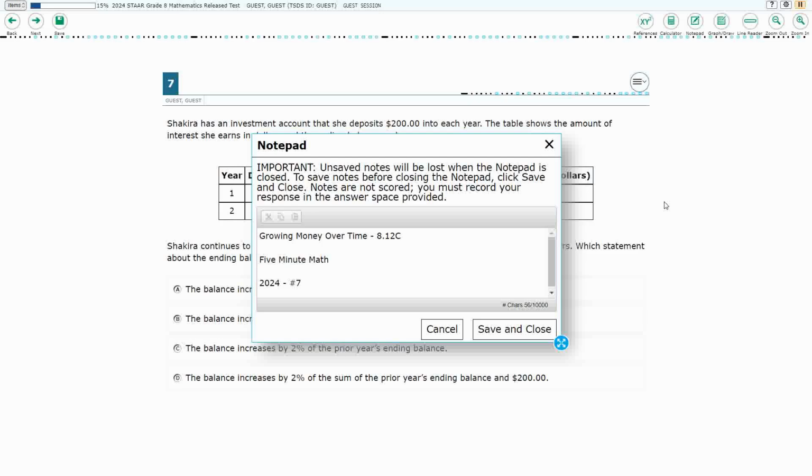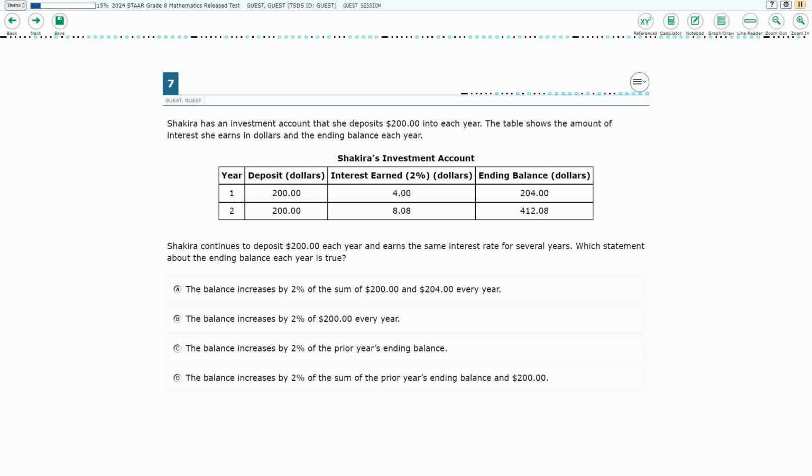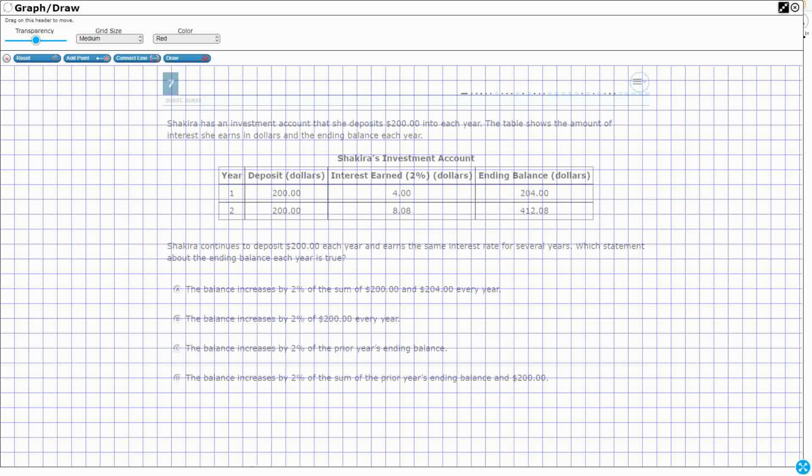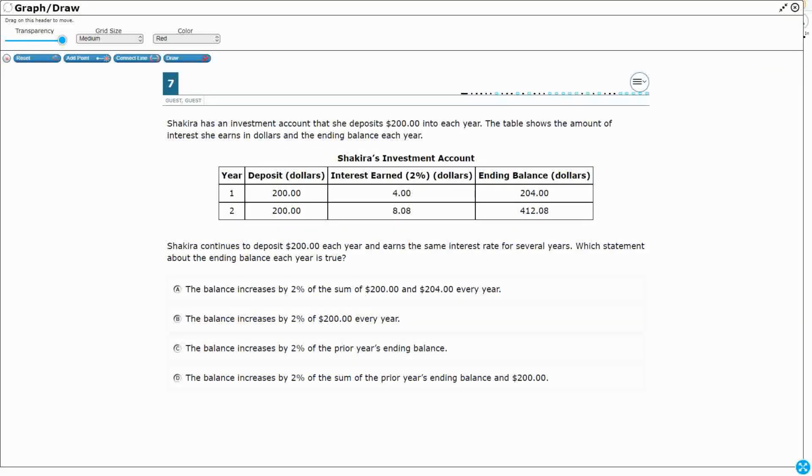Today we are looking at the 8th grade concept of growing money over time. This is standard 8.12c in the great state of Texas, and we're using item number 7 of the 2024 released STAAR test. If you haven't done so already, please go ahead and take a moment to pause the video, work this problem out on your own, unpause it, and we will look at our answers together.